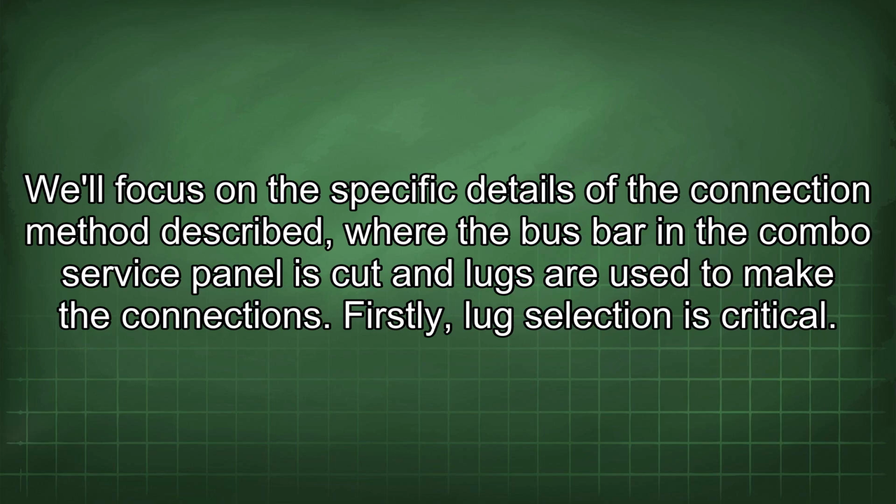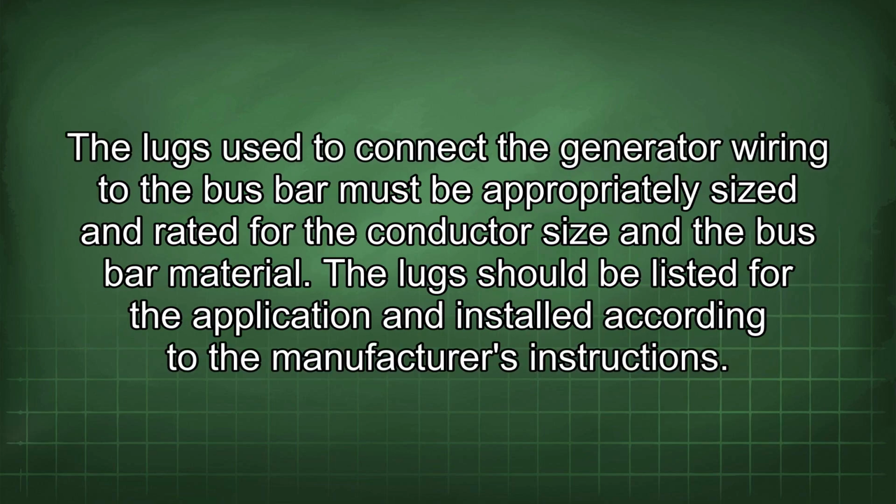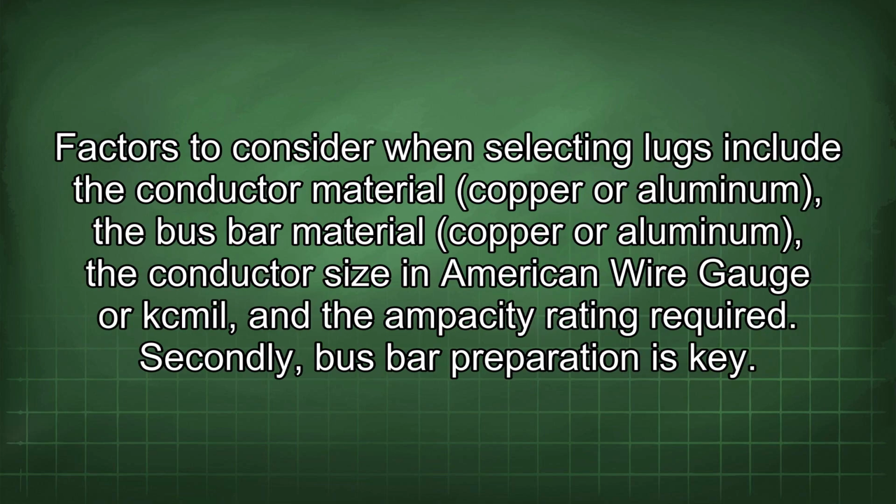Firstly, lug selection is critical. The lugs used to connect the generator wiring to the bus bar must be appropriately sized and rated for the conductor size and the bus bar material. The lug should be listed for the application and installed according to the manufacturer's instructions. Factors to consider when selecting lugs include the conductor material, copper or aluminum, the bus bar material, copper or aluminum, the conductor size in American wire gauge or kcmil, and the ampacity rating required.